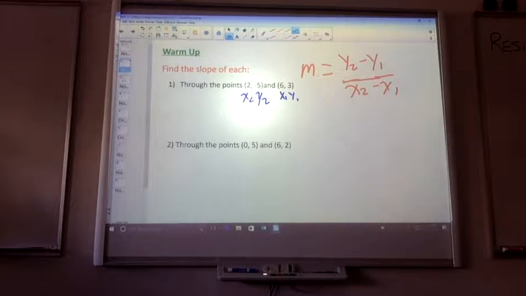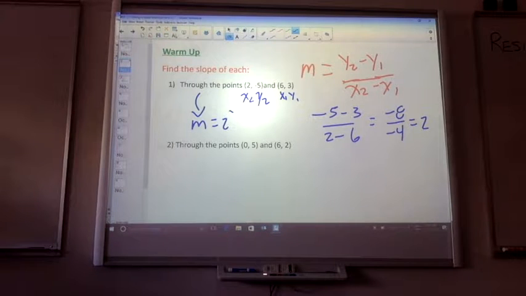So if we plug in what we know, we have y2 minus y1, so I got negative 5 minus 3, over x2 minus x1, 2 minus 6, so I get negative 8 over negative 4, which comes out to positive 2. So the slope through these points is 2. Okay, again, this is review.